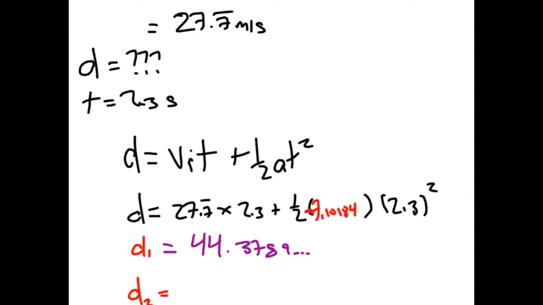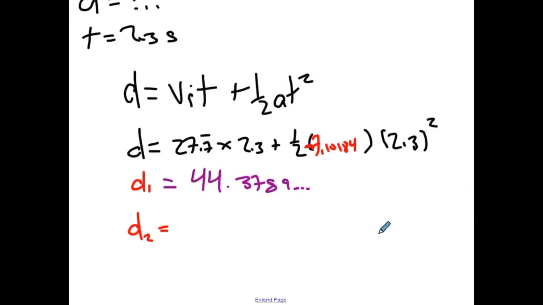7.10184. And really, you're doing the exact same math. You're just doing it a second time with a different deceleration value. So 27.7 times 2.3 plus a half times negative 7.10184 times 2.3 squared. And for my second distance, I got 45.1045, etc. And I'm going to store that, since the first one was letter A, as letter B. So I go store alpha B.